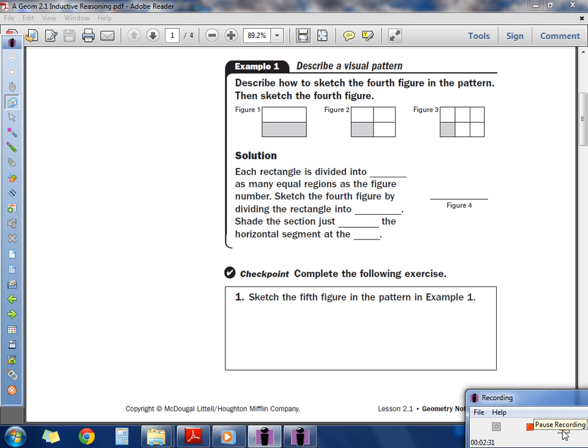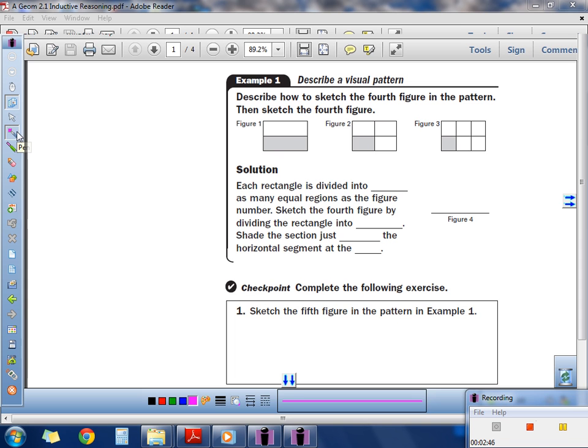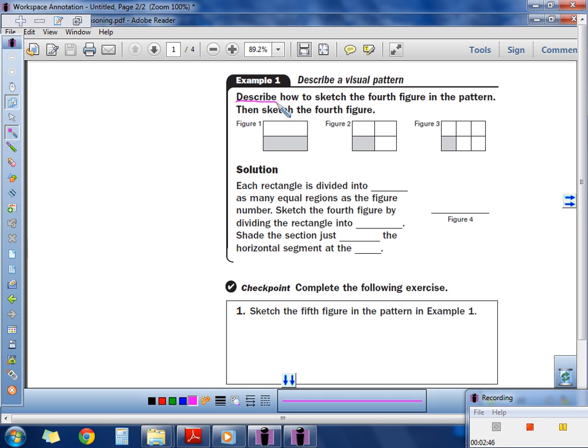In example 1, it says, describe how to sketch the fourth figure in the pattern. Then sketch it. So it wants a description. Let's circle or underline that word. A lot of people miss that word. It says describe, and then sketch it. So look at the picture carefully. I'll give you a second to look at it and see if you can figure it out.